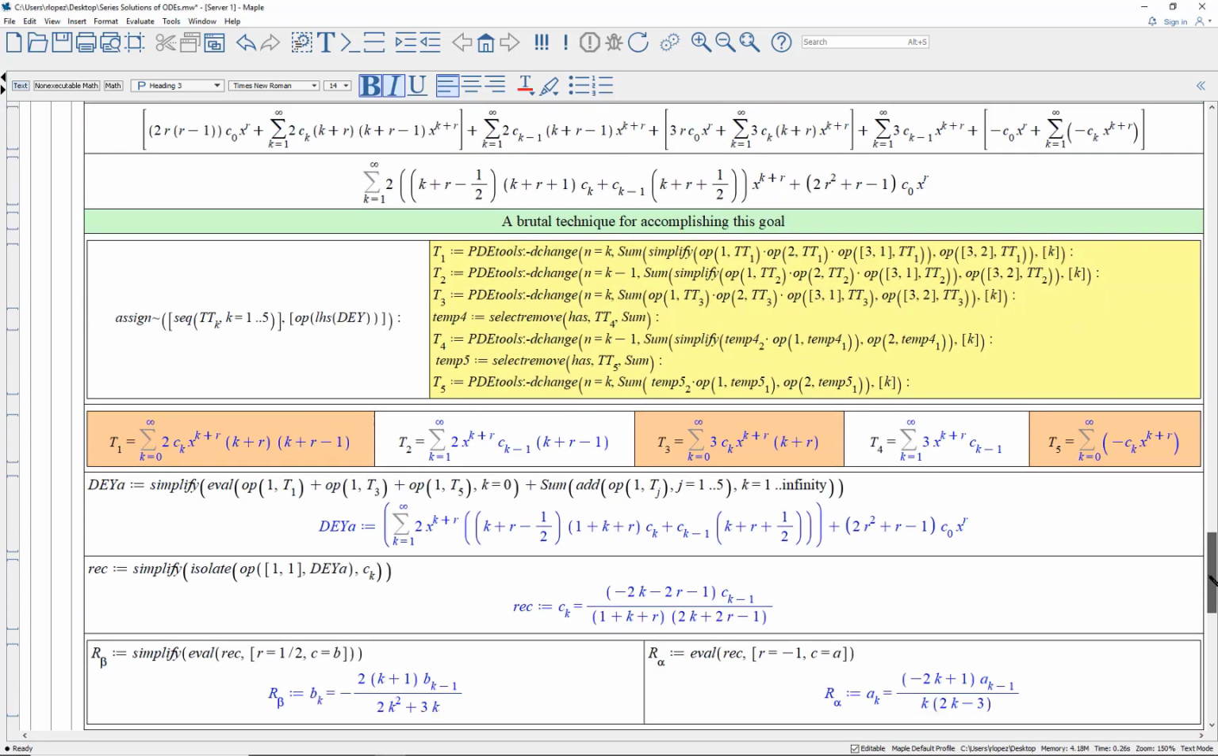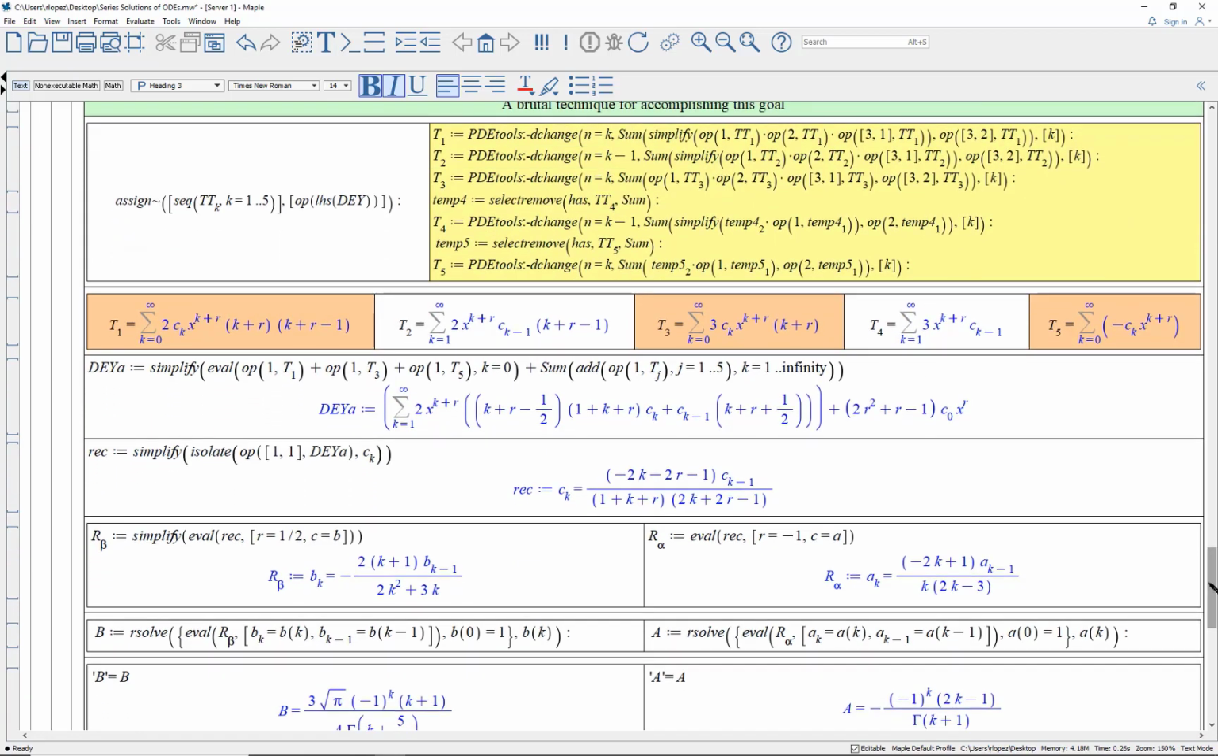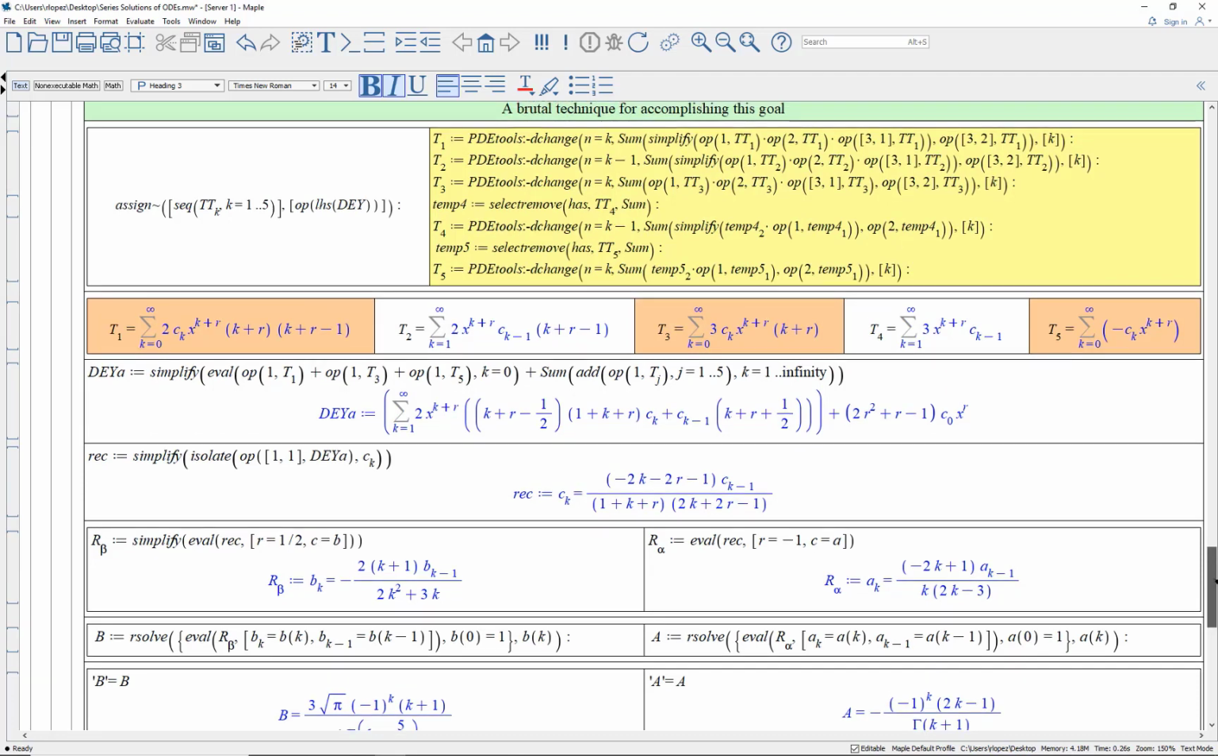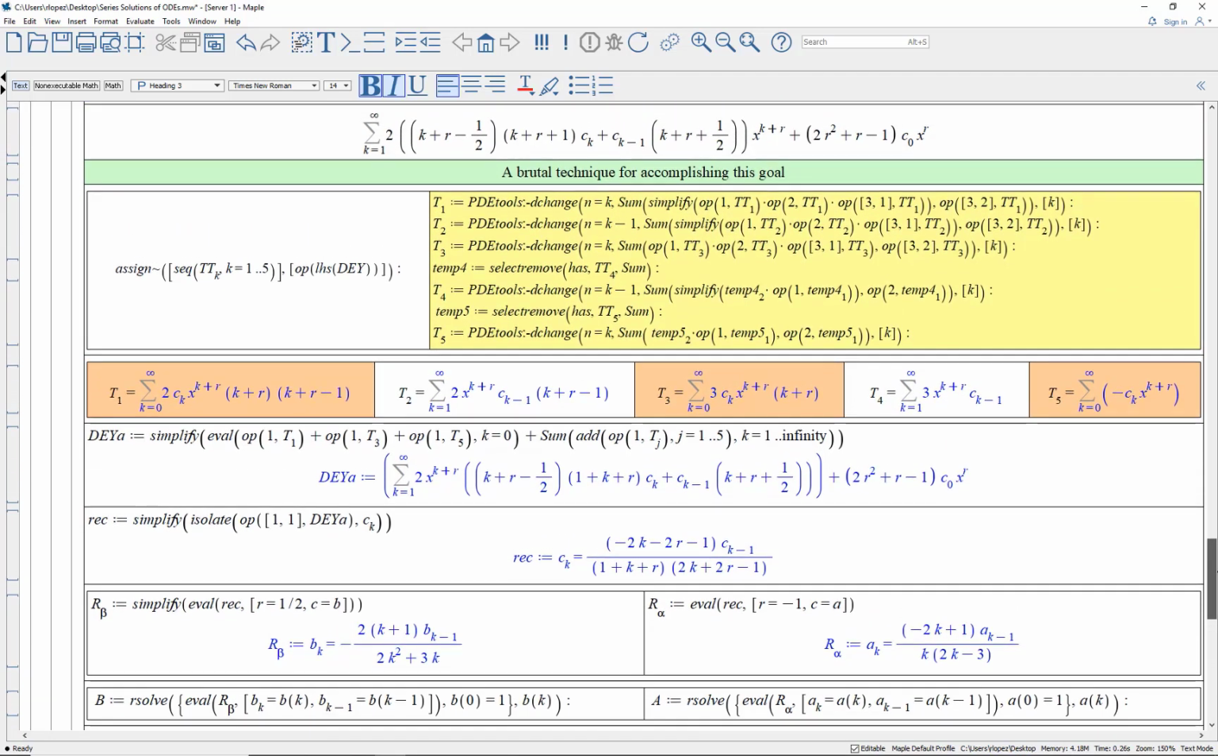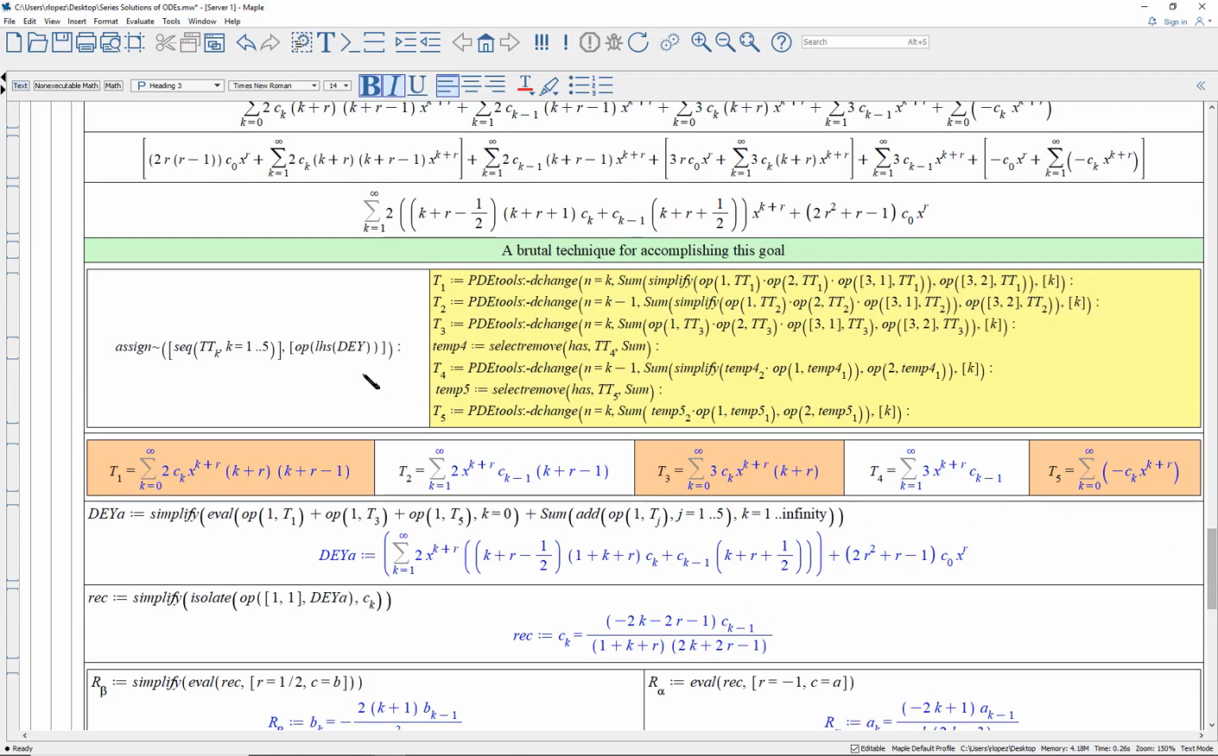Now, I'm going to show you the best that I personally could come up with. I call it a brutal technique. There are 5 chunks I've got to manipulate. So here are the names of the 5 chunks that I'm going to use. Let's just use TT1 through TT5. I'm grabbing those 5 pieces that I want to manipulate, and I'm giving them these names.